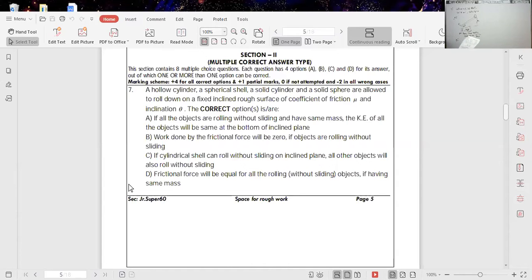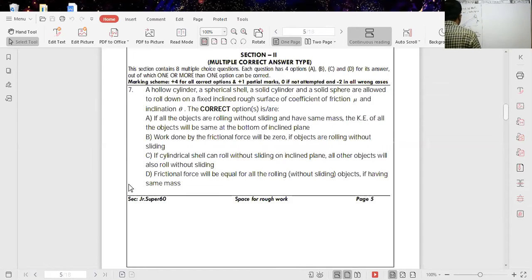Next, B we have to check. Work done by frictional force will be 0 as rolling without slipping takes place. As rolling without slipping takes place, there is no role of friction. That's why work done by friction is 0 only. So this B is also correct. Next, if the cylindrical shell can roll without slipping on the inclined plane, all other objects will also roll without slipping.